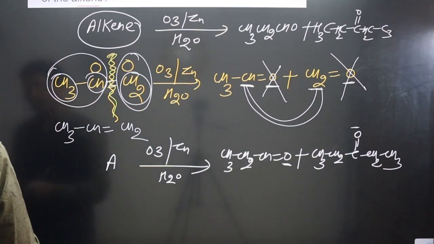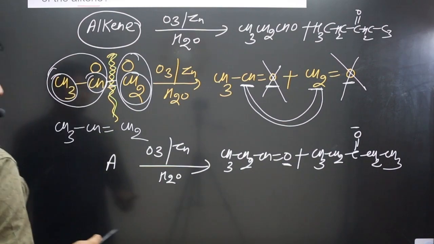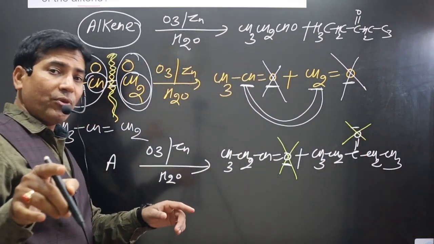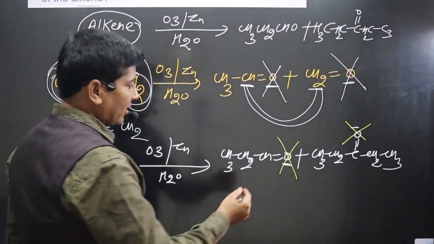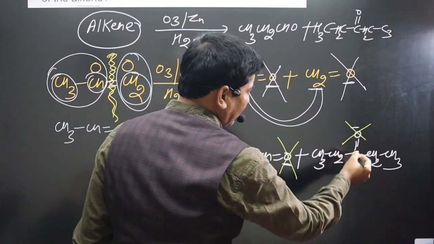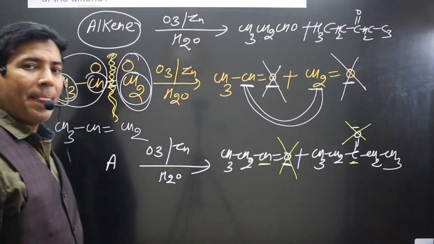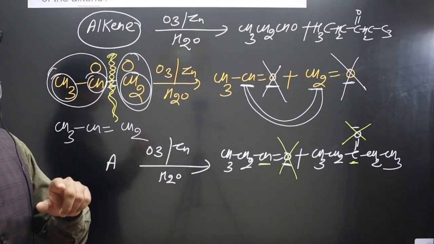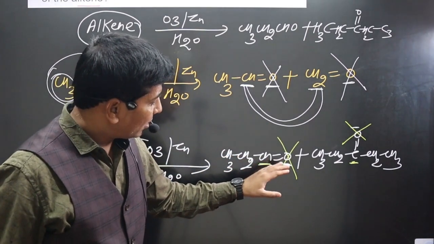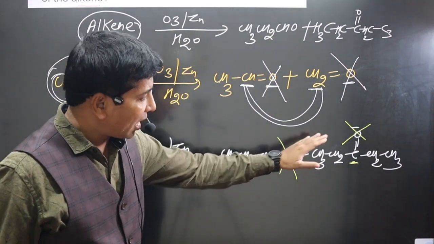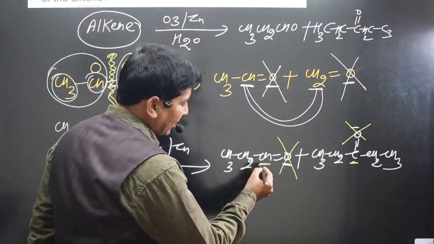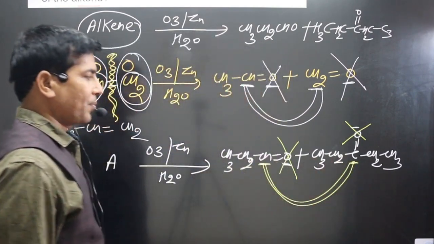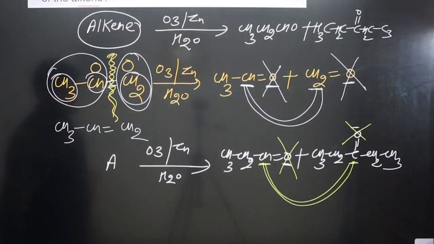Let me change the color. We cancel these two oxygens, and now focus on which carbons these oxygens were attached to. This oxygen was attached to this carbon and this oxygen to this carbon. So we connect these carbons, to which oxygen was attached, with a double bond to satisfy their valency, like this.